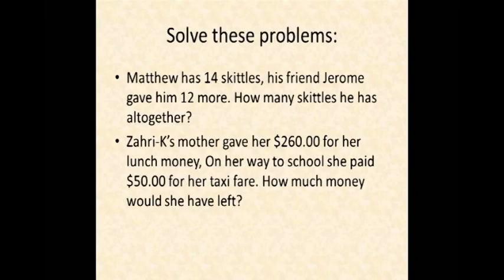Here are 2 more problems for you to work on. Matthew has 14 Skittles. His friend Jerome gave him 12 more. How many Skittles does he have altogether? You can use your abacus to solve that as well with your teacher.